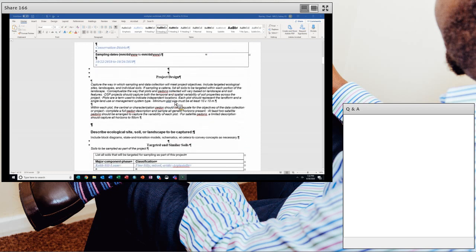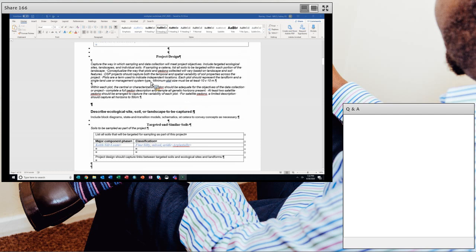And then project design, I just want to spend a minute on that, talking about capturing the way you're going to sample, conceptualizing how your plots and your pedons will be laid out. We talked a lot about when you are out doing soil characterization sampling, you should be thinking about how you're representing that sample, whether this is for a typical pedon description or it's going to represent the OSD, and you're going to send it into KSL. How are you taking the sample as a representative of the landform?